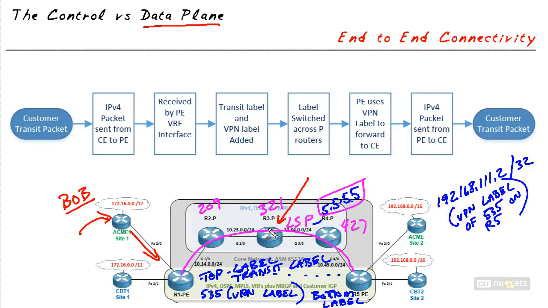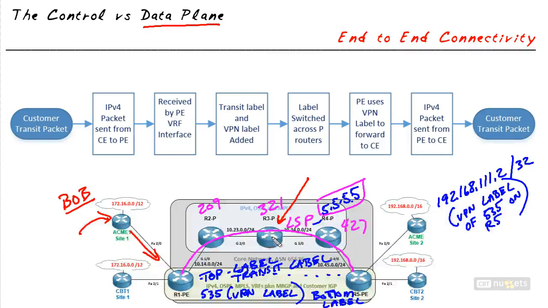R3 does not have to know anything at all about network 192.168.111.2. It doesn't know about it. It doesn't care about it. All it has to do is be part of a label switching path between R1 and R5. So it only needs to know about the networks that are internal to the service provider and not maybe the thousands or tens of thousands of routes that our customer edge routers may be working with, and that simplifies the routing and the processing required on these core routers.